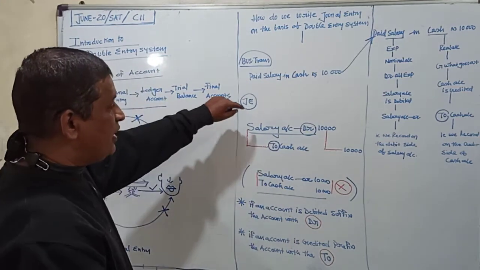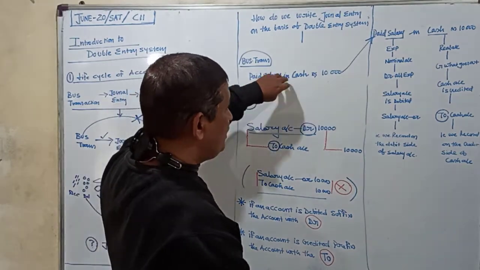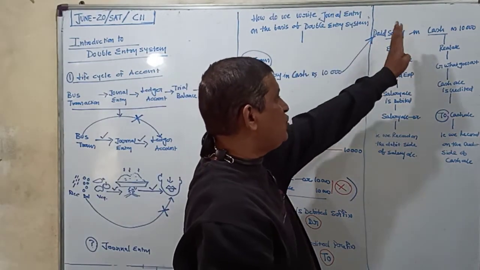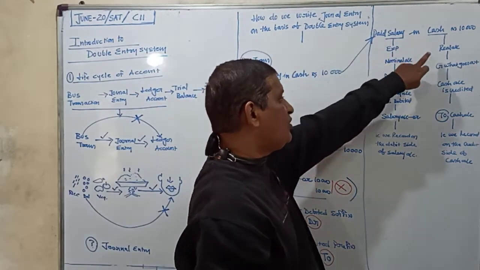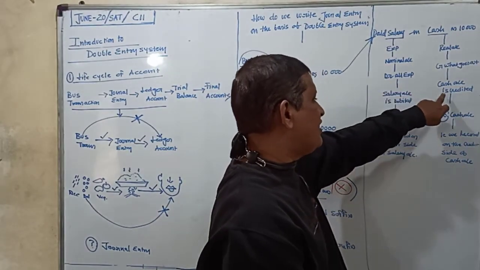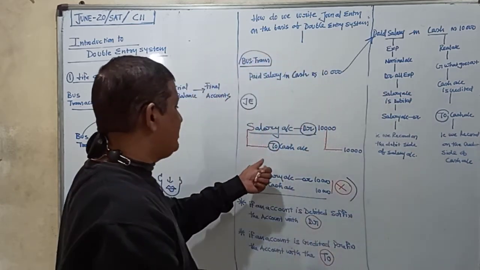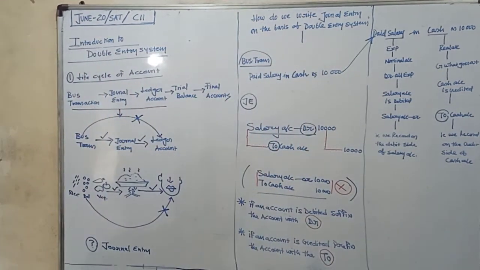So I suppose you understood how we wrote the journal entry. We took the business transaction, we took the types of accounts, nominal account and real account. We applied the principle, debit all expenses and credit what goes out. And on the basis of it, we have written this journal entry. Every journal entry has two aspects. The debit aspect is for salary and the credit aspect is for cash.